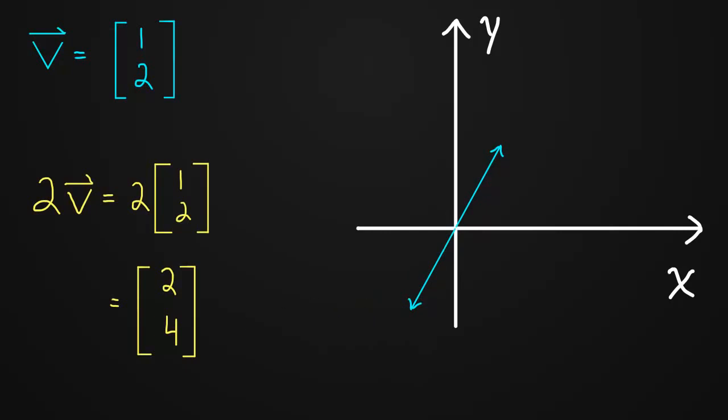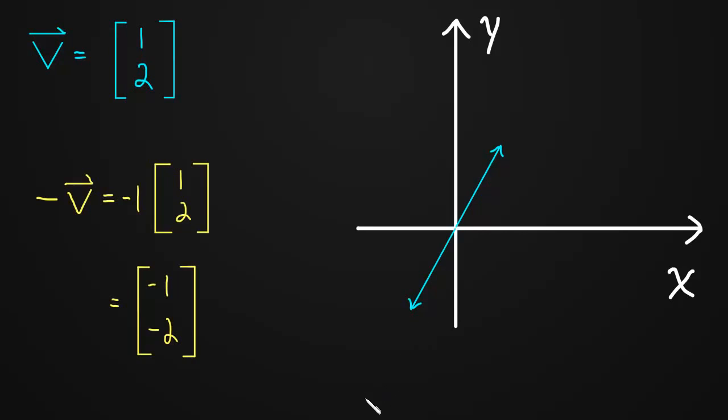And what happens to the components? Well, that's relatively easy to figure out. If we take -1 times v, which I'll just abbreviate as -v, this is -1 times 1, 2, which simply turns out to be -1, -2. And it flips the direction of v.